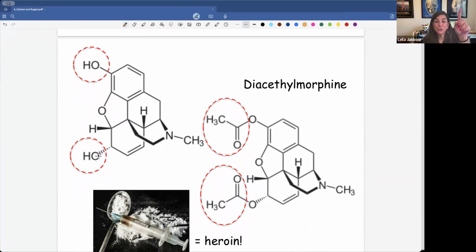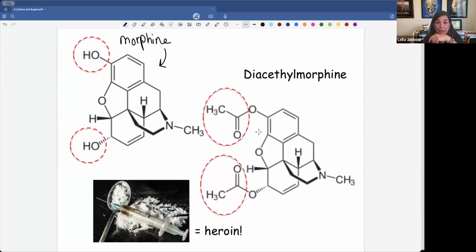If you change these two hydroxyl groups in morphine and you add acetyl groups, you end up with diacetyl morphine. So this is still morphine, but now it has two acetyl groups, this one and this one. And the properties are completely different. You end up with heroin. That's it. That's the difference between heroin and morphine. It's two acetyl groups that are added on this carbon.